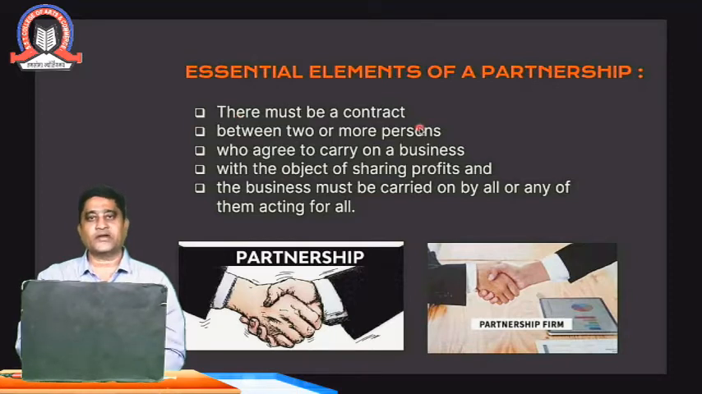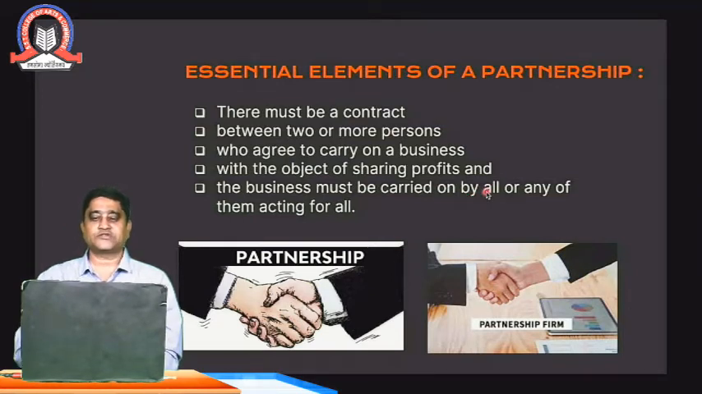It should be between two or more persons. A person cannot bind the same person, that means the contract cannot be from the same partner. It should be from different partners. They agree to carry on a business, trade, or profession. This point is very important. Under the essentials of the partnership, they should agree to do a business, trade, or any profession with the object of sharing the profits. This is a very important point.